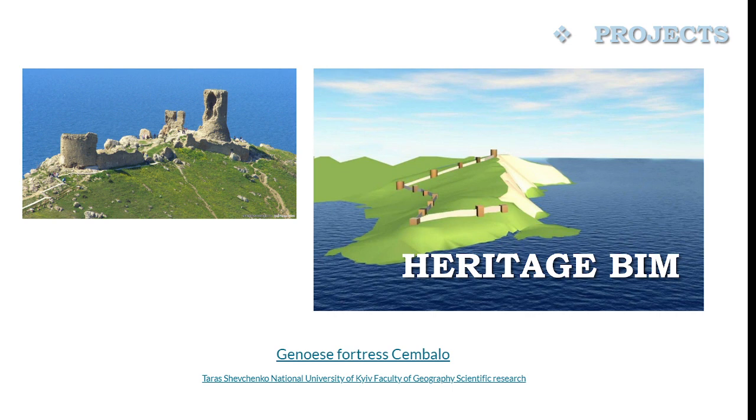This is a project for monitoring the Genoese fortress in the city of Balaklava on the Black Sea coast. Currently, this territory is captured by Russian troops and used exclusively for military purposes. The tower, which is in the left picture, has currently collapsed. That is, the Russians do not closely monitor the heritage.